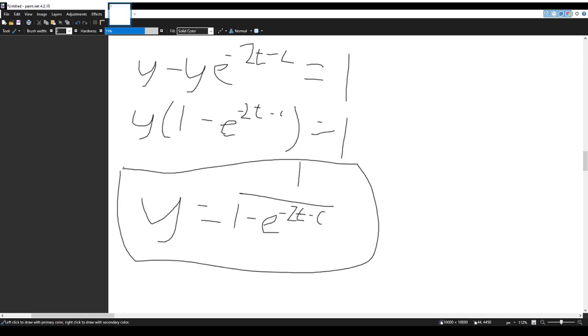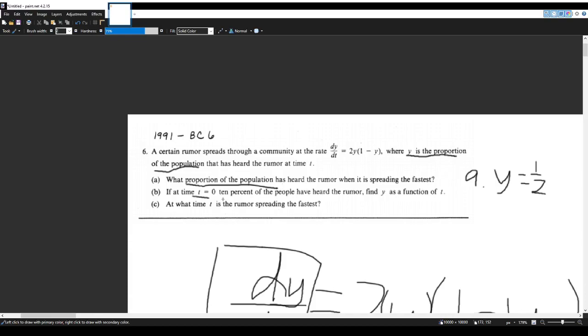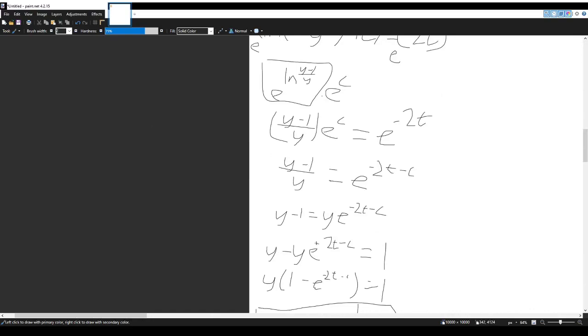Just kidding. We want y in terms of just t and some other stuff, but right now we have another variable here, which is this c. It's a constant, but it is still an unknown number at this point, so we need to solve for this. But we are given a piece of information. So if I scroll back up, at time t equals 0, 10% of the people have heard the rumor. So that means that at time t equals 0, y, which is the proportion, is 10%, which is 1 over 10. So we can use that to solve for c.